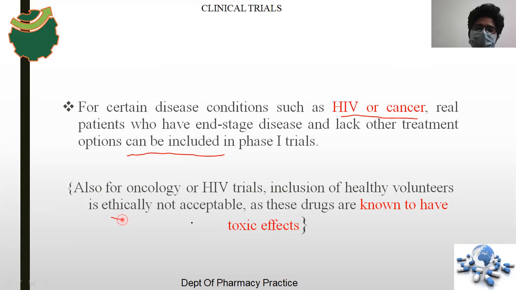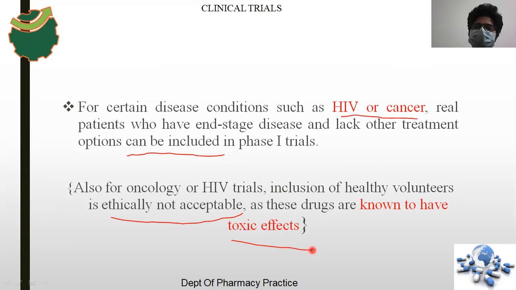Like when you see the normal guidelines, you have to take healthy volunteers. But ethically, we should not expose people to unnecessary risk, so we should not include them, because we already know there are toxic effects for these drugs. Like we have seen the effects of anti-cancer drugs: nausea, vomiting, alopecia, and many other things. The side effects of anti-cancer drugs are so severe, right?